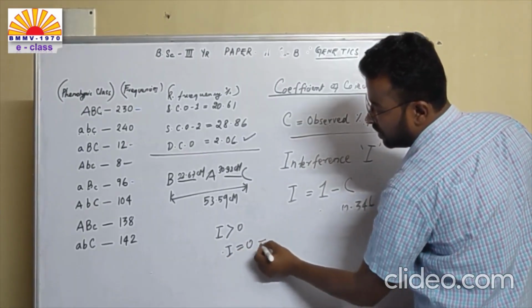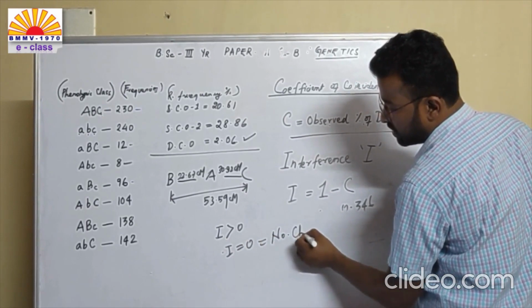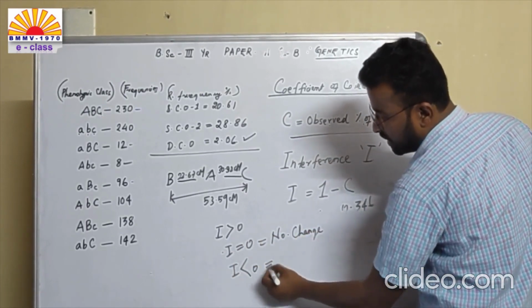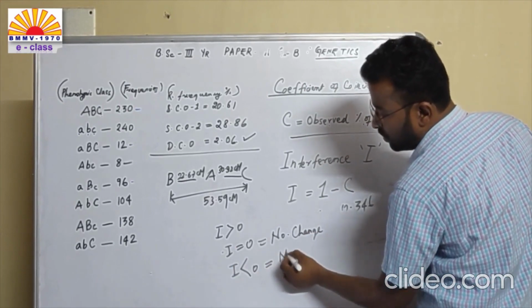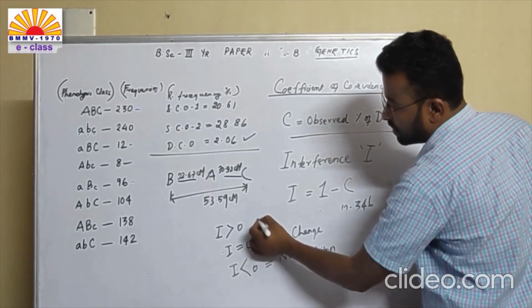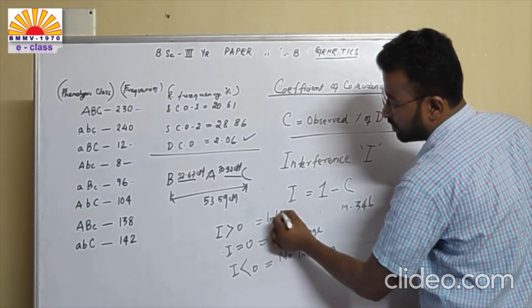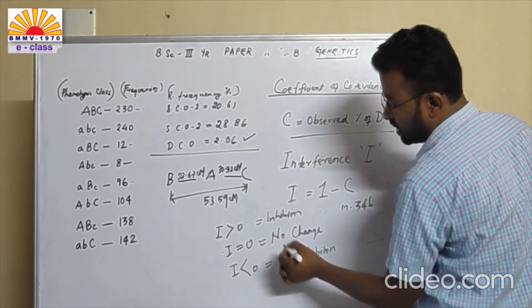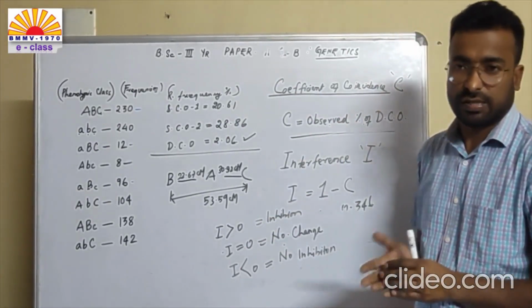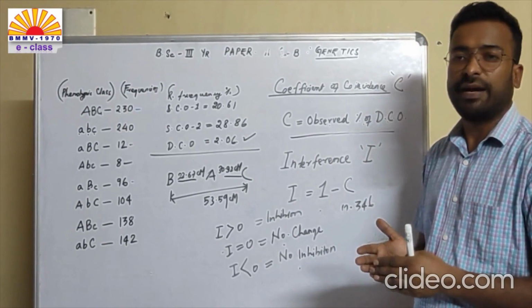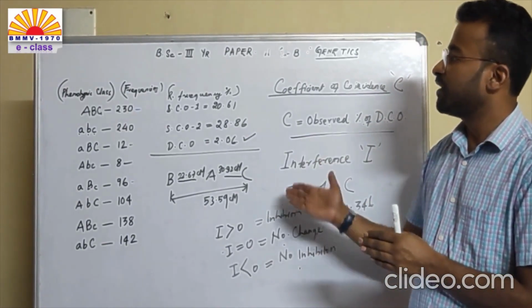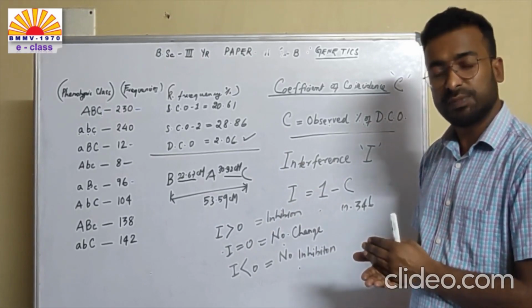If interference is equal to 0, then no change. If interference is less than 0, then no inhibition. So this is how the 3-point test cross is actually used to find the correct gene order of a particular gene. We also have to find out the recombination frequencies percentage.